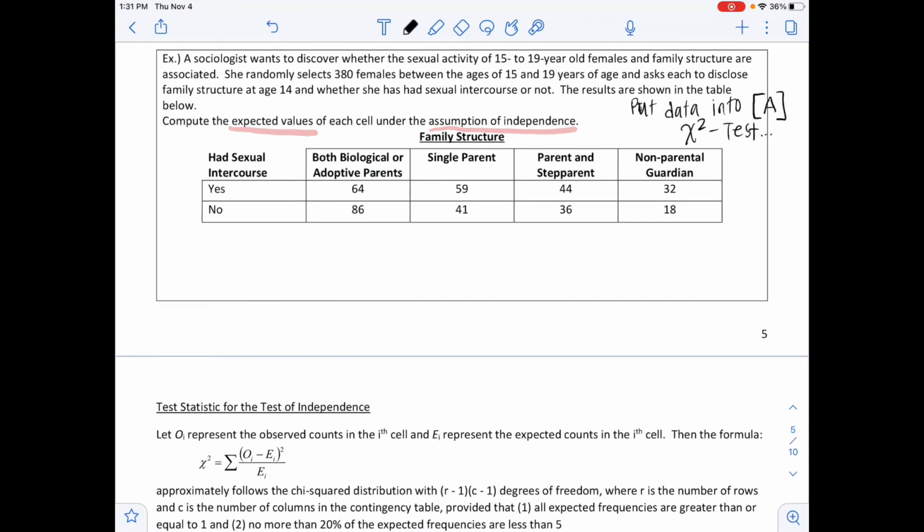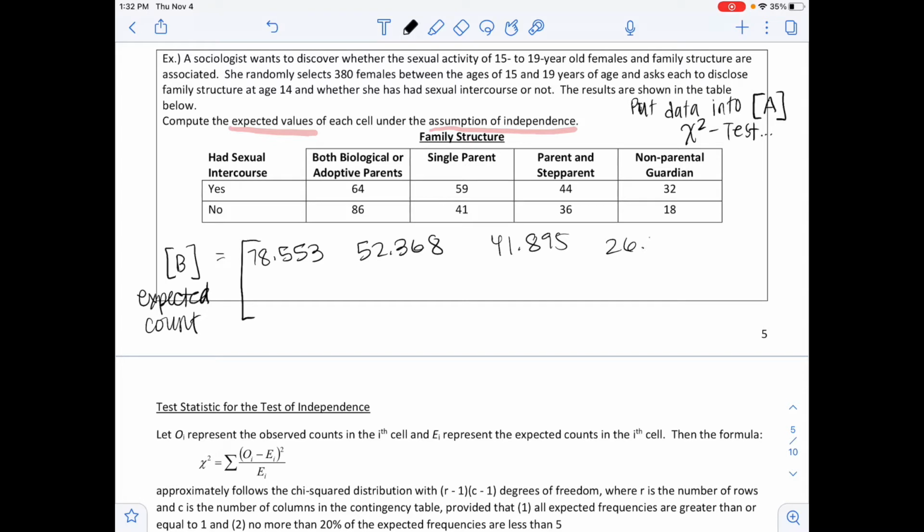From the graphing calculator, we get matrix B, which again is our expected counts, or expected frequencies. And it's written in the same form as it is given in the observation matrix. I'm going to go ahead and round everything to 3 decimal places. So we have 78.553, 52.368, 41.895, and 26.184 for the first row.